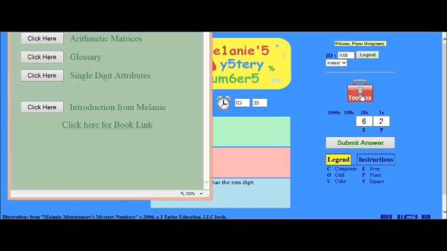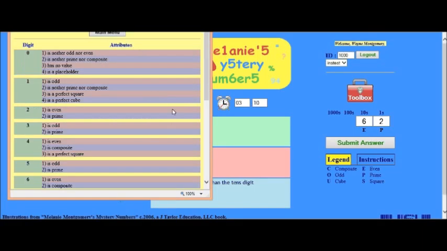toolbox, see what help we can get. And as you can see here, there's 3 different components that all relate to the clues that are provided. And there's enough information here either in the arithmetic matrices to help them calculate, or the glossary of terms that are used in the clues, or the characteristics of the single digits that are indicated in the clues.